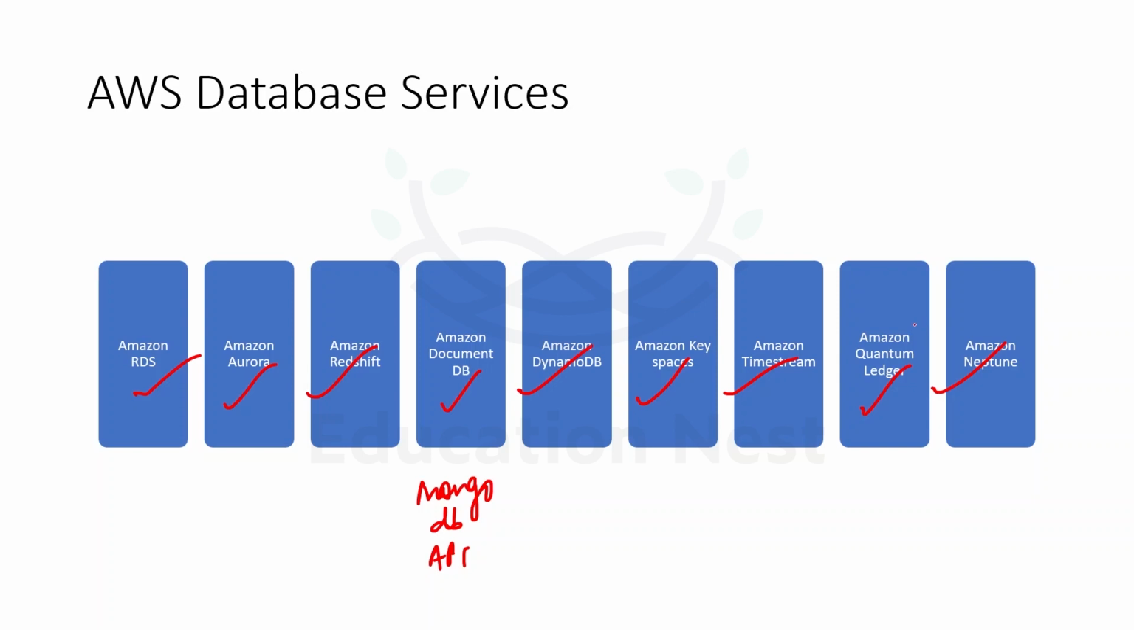So these are all the database services that we have on AWS. But for the scope of this particular course, we would be discussing RDS, Aurora, and DynamoDB, and that's it, guys.